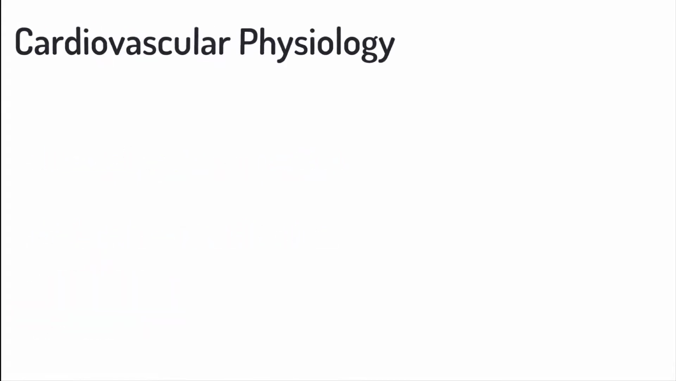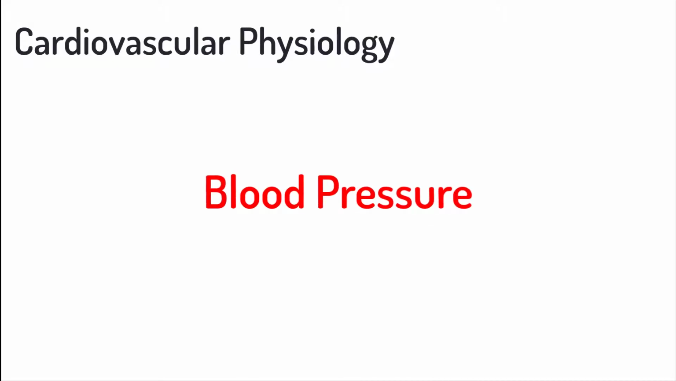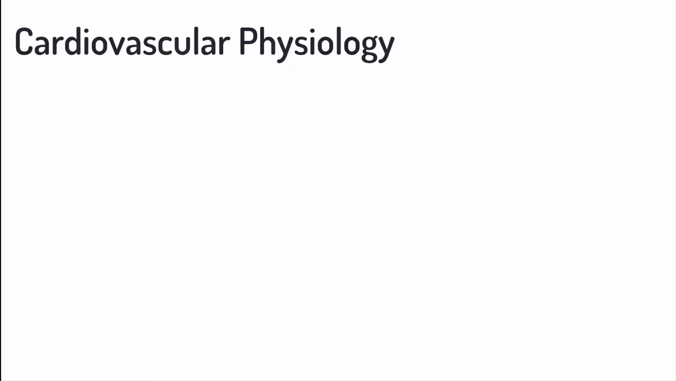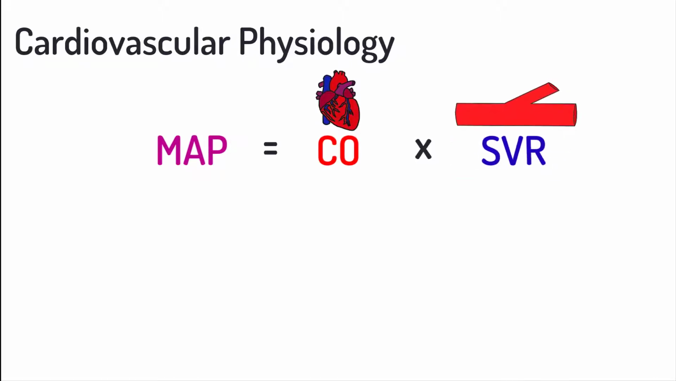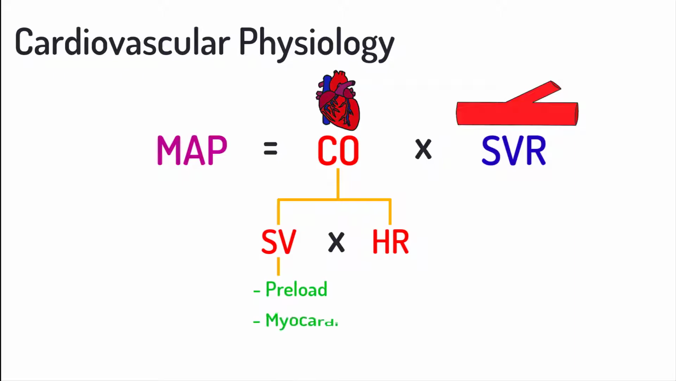Adequate tissue perfusion is dependent upon blood pressure. Thus, to understand the various mechanisms of shock, it will be helpful to first review some elements of normal cardiovascular physiology. Recall that mean arterial blood pressure is the product of cardiac output and systemic vascular resistance. Recall also that cardiac output is the product of heart rate and stroke volume, where stroke volume is dependent upon preload, myocardial contractility, and afterload.